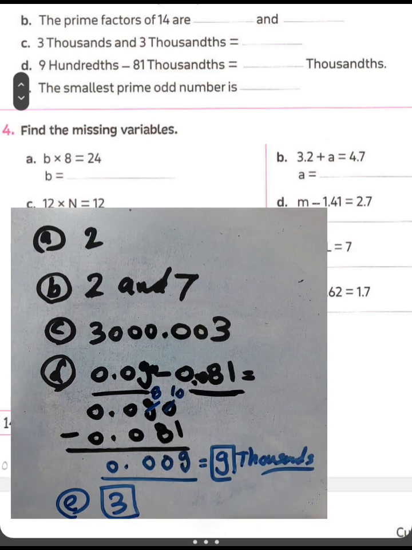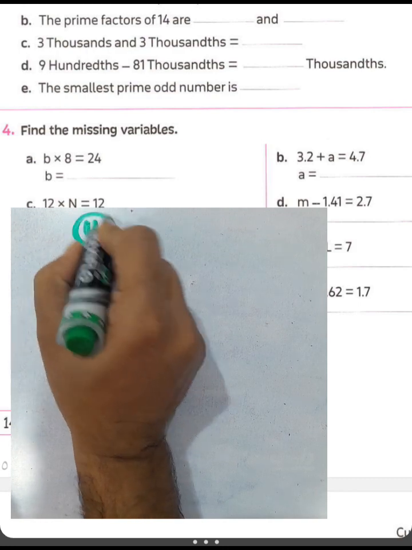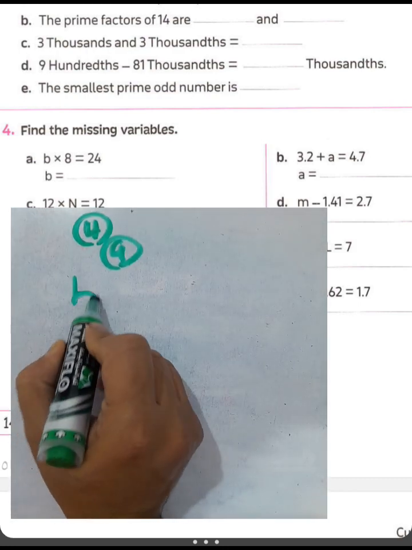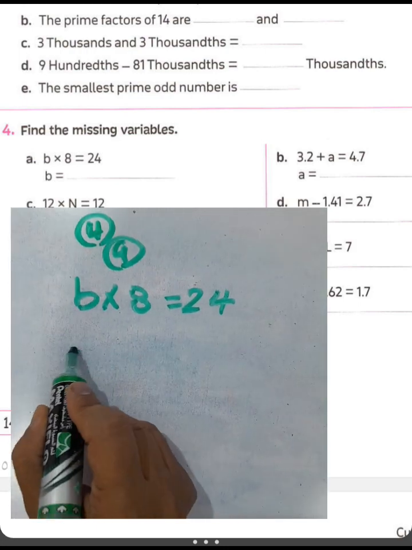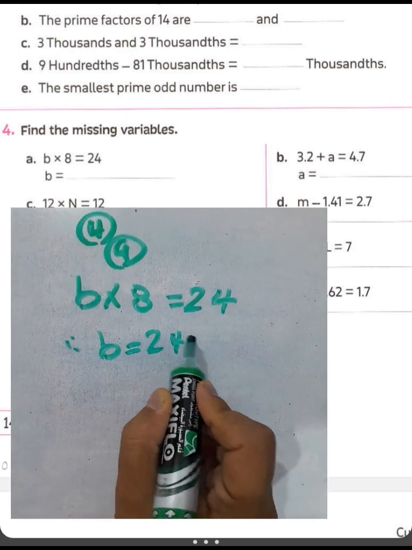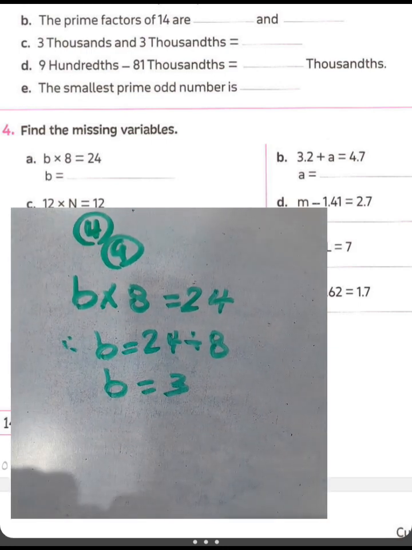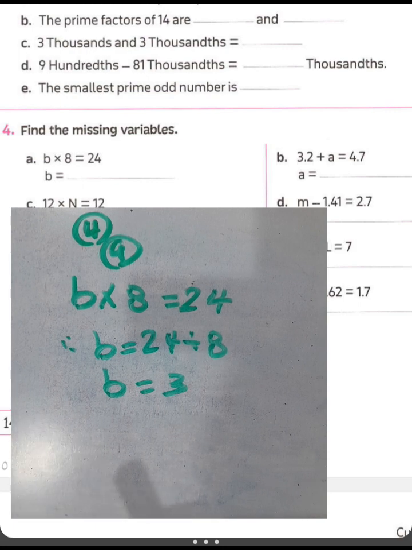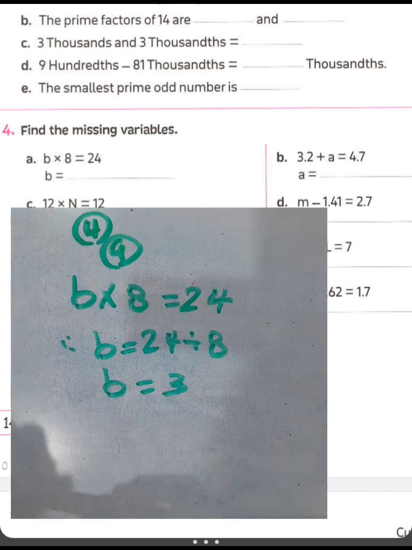Look at question number 4 here. Find the missing variables. We want to find the unknown, the value of the unknown number here about the variable. Question number 4, letter A. He gives us B times 8 equals 24. Then B will be 24 divided by 8. B will be equal to 3. 24 divided by 8. Or ask yourself, 8 times what equals 24? 8 times 3. Then the result of this value will be 3.